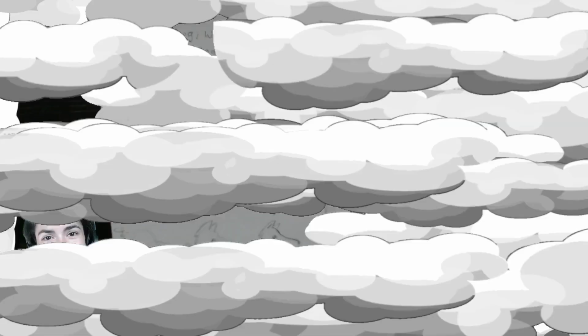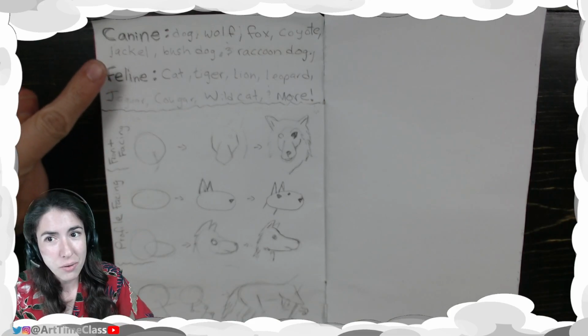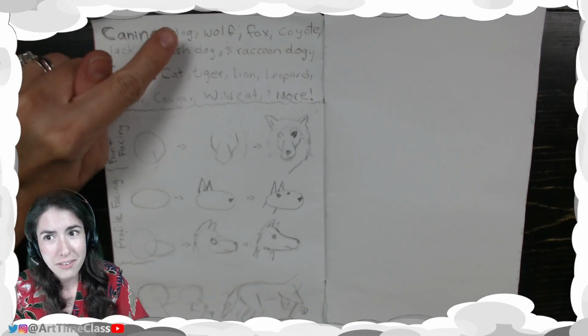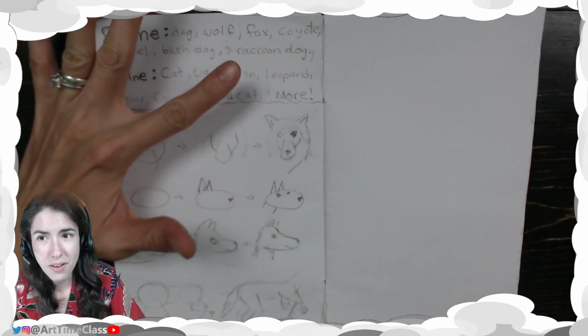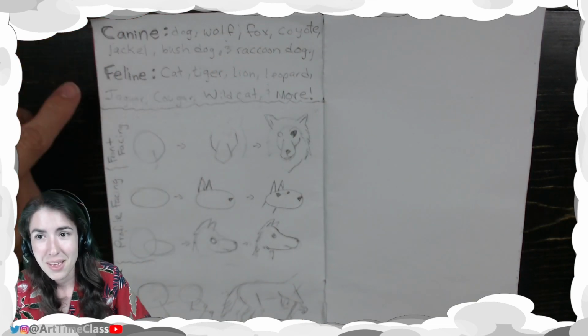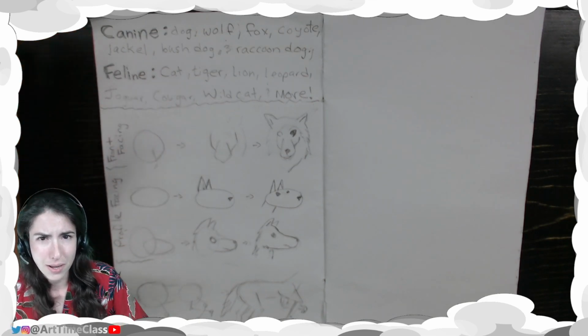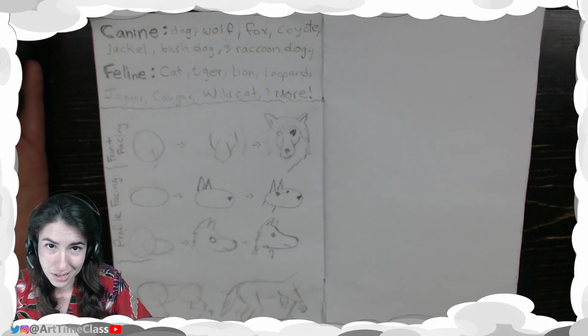Today we're going to be drawing a feline or canine. Let's get started. To begin, a canine or feline is any type of dog or cat. The canine family, you could do a wolf, a fox, any type of dog. For the feline family, that's any kind of cat, tiger, lion, wildcat. I mean, there's so many options for felines.